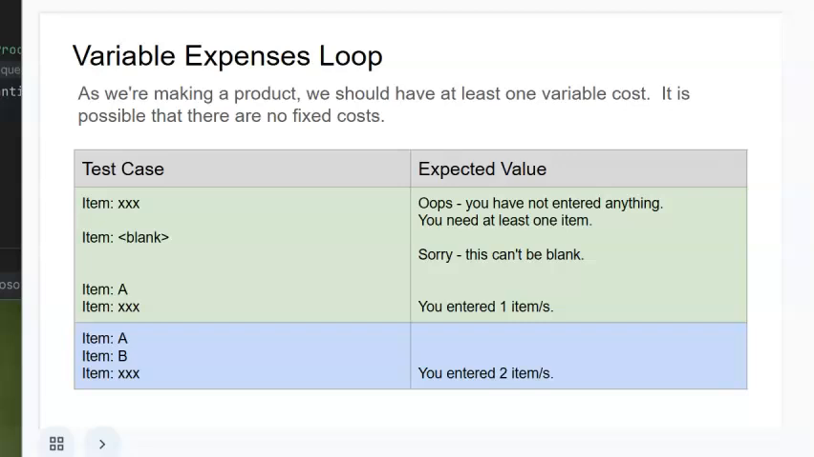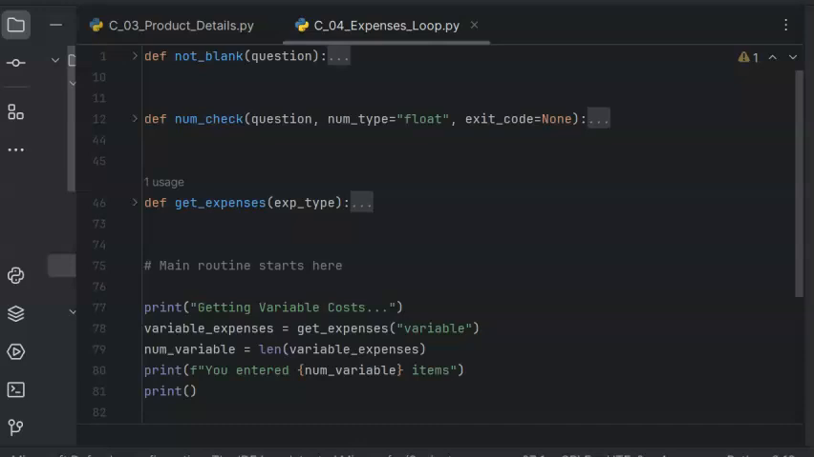Your next step is to create a variable expenses loop where you have to have at least one item before you put in the exit code. Here's a test plan that you could use. To help you write your code, take a peek at mine.